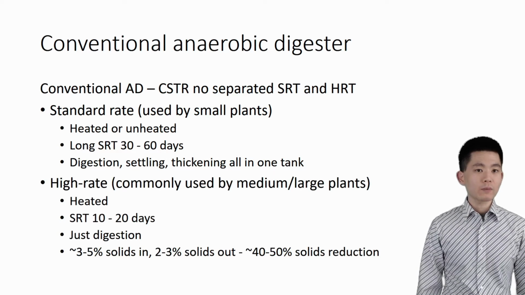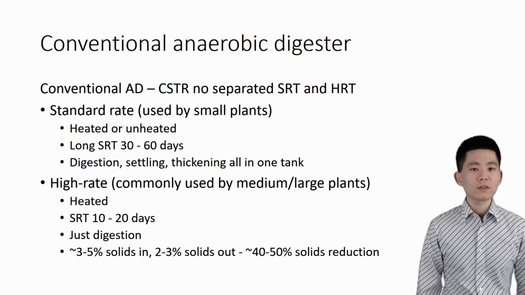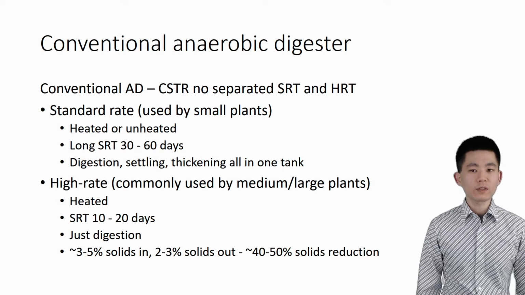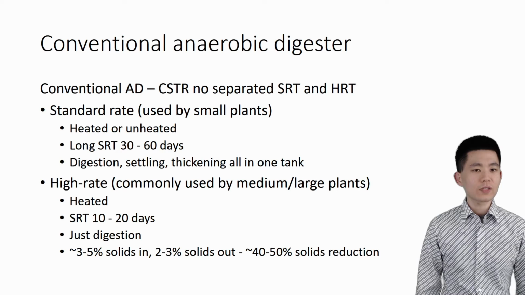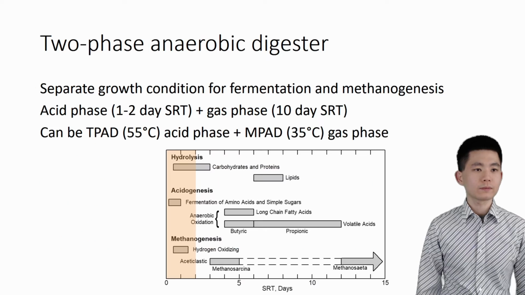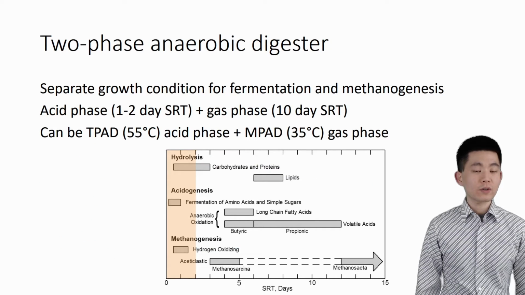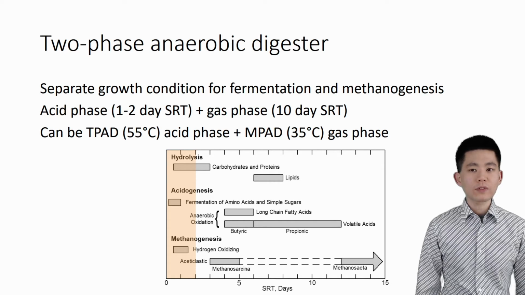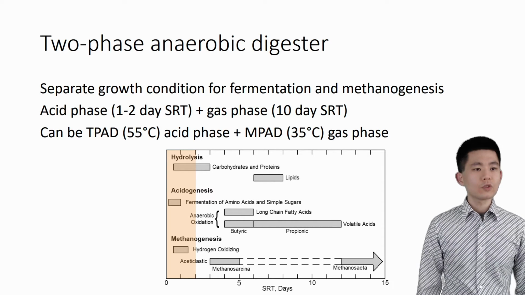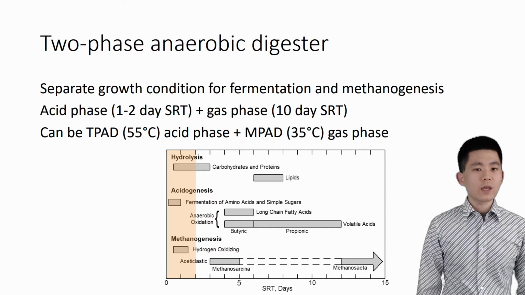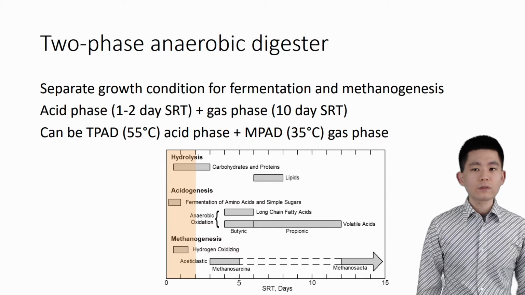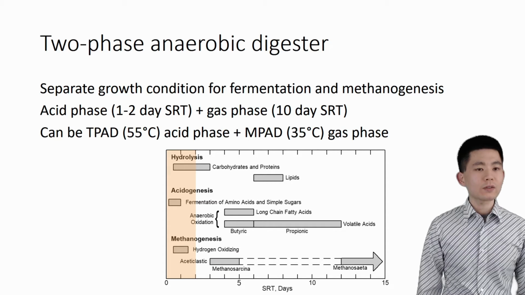In a high-rate system, typically used by medium to large plants, the SRT is maintained at 10 to 20 days as the digesters are well mixed and are heated either at mesophilic or thermophilic conditions. After digestion, the biosolids are thickened in a separate process. Novel anaerobic digesters have been developed to increase the efficiency of digestion. Two-phase anaerobic digesters are one example that provide different growth environments for acidogenic bacteria and acetogens and methanogens.